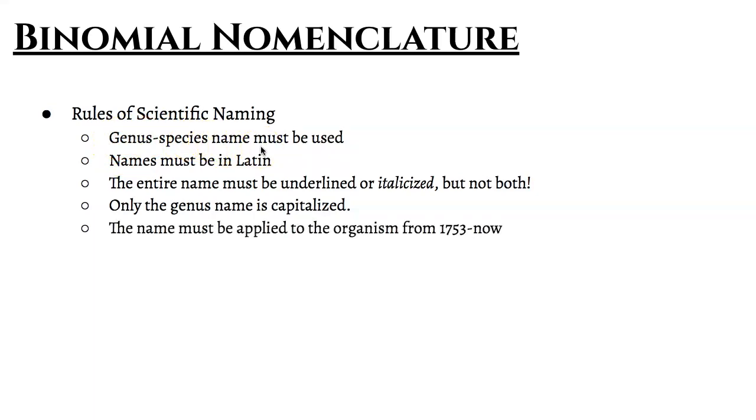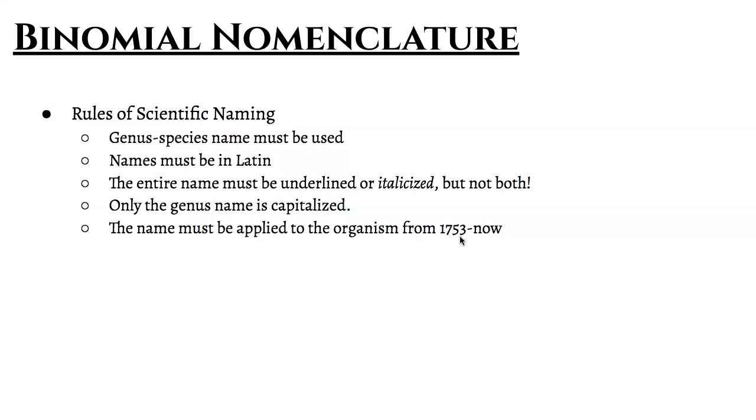The name must be applied to the organism from 1753 to now. In other words, if an organism had a scientific name before 1753, that scientific name gets thrown out and is no longer used, and we have to come up with a new one for it. Why 1753? Because that was the year Carl Linnaeus published his book on binomial nomenclature. He was the one that came up with it, so everything before that basically got thrown out the window.